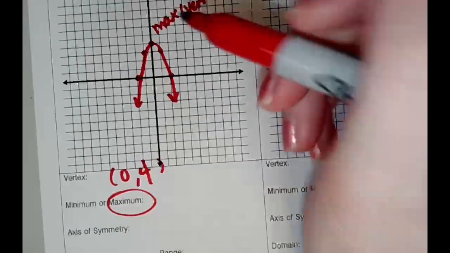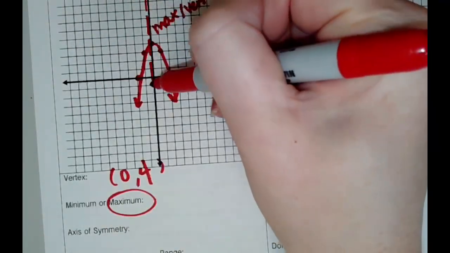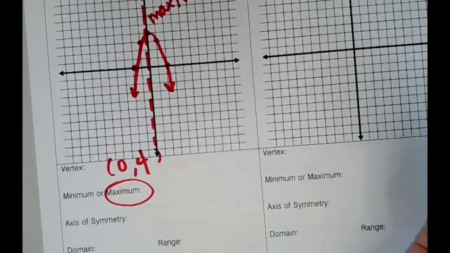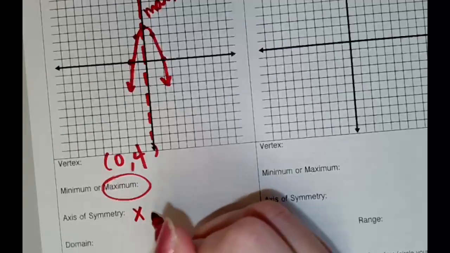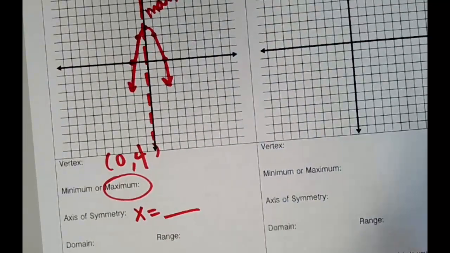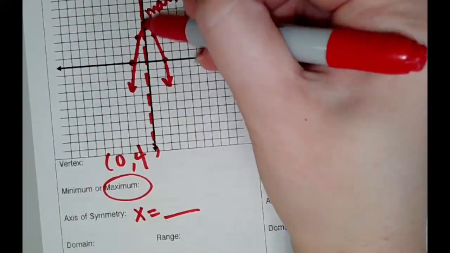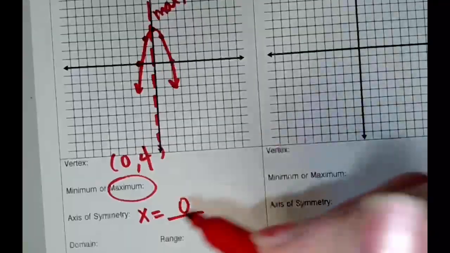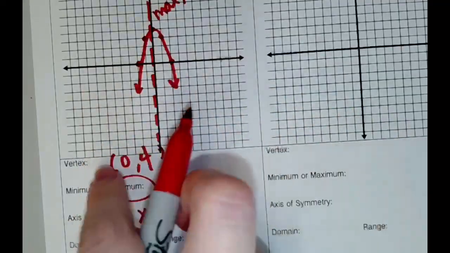Your axis of symmetry will always pass through the vertex. Think of it as the line that's cutting your parabola in half. Now, it's always going to be x equals a number since it's a vertical line. So it's located at x equals, it's passing through the x value of 0. So it will always be x equals this number right here.